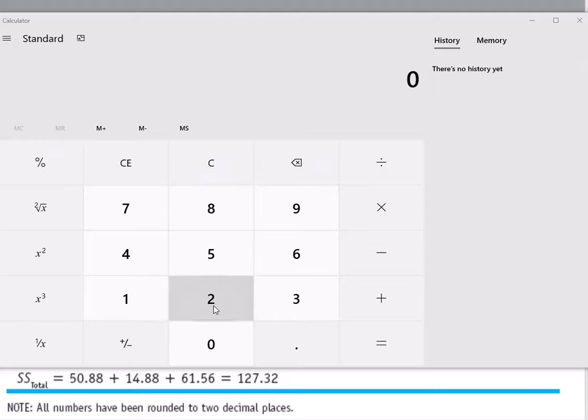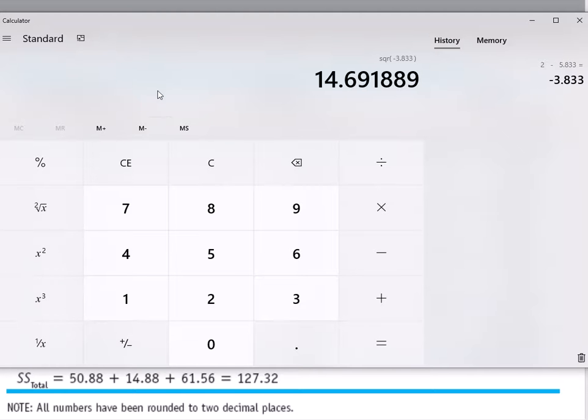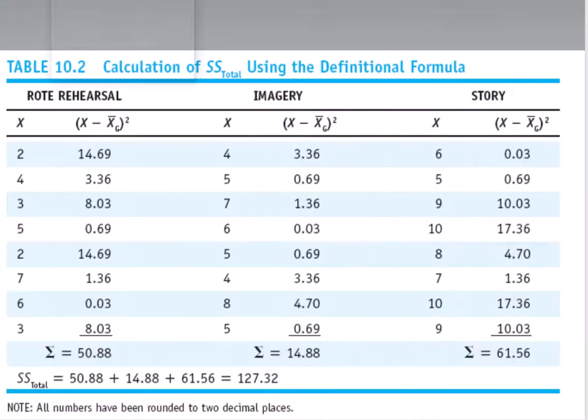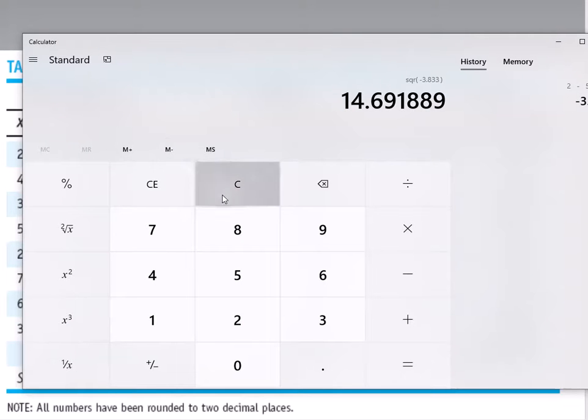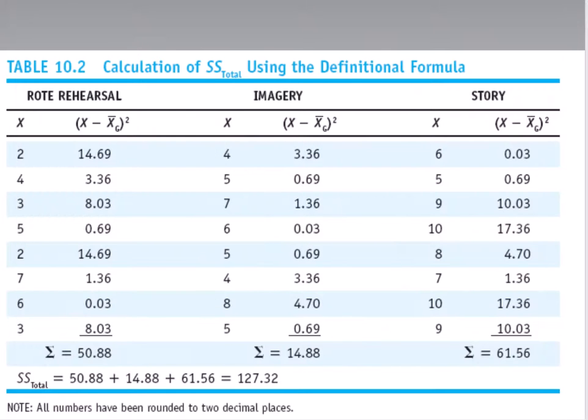So let's take a look at that. That's 2 minus 5.833 squared, 14.69. And look at that. We end up with 14.69. We do it again. We have 4 minus 5.833. And we square it. 3.359. We round that up. It's going to end up being 3.36.